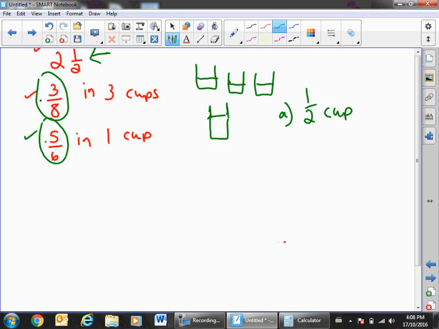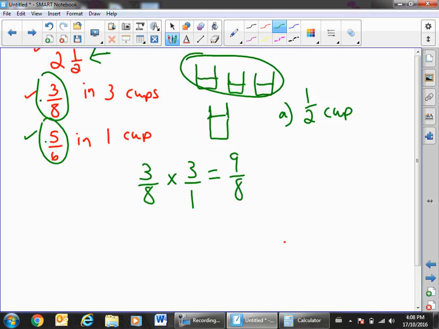So now it says, B, calculate the total amount of juice in the 3 glasses that contain the same amount. So we're talking about this one right here. Well, that's just a simple multiplication question. You're just taking 3/8 and you're doing it 3 times. So we just go 3/8 times 3, and it's going to tell us 3 times 3 is 9 over 8. That equals 1 and 1/8. All right, 1 and 1/8. That is going to be our answer for B.